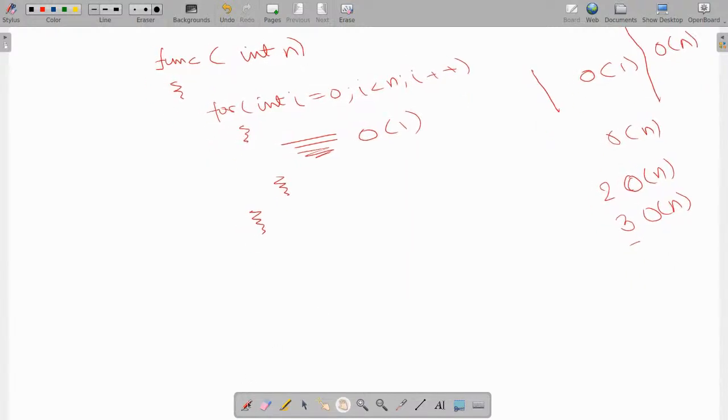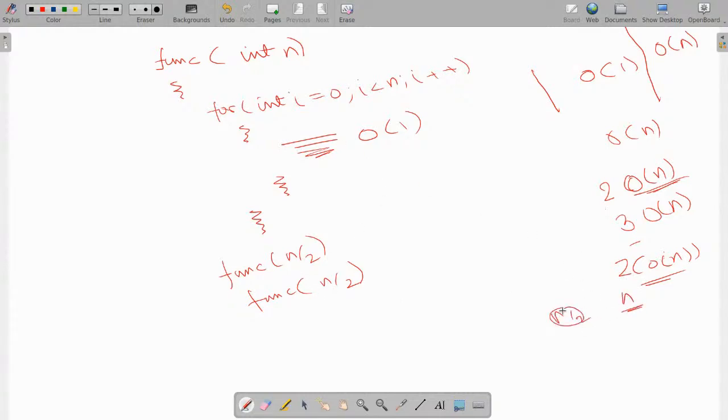Now suppose what we have here is that I'm calling this function as func of n by 2, then again func of n by 2. I'm calling this function 2 times. We already know that if I call it 2 times, for 1 time this function has a complexity of O of n, and for 2 times it will be 2 into O of n. But now, I'm not calling it on the entire space n. I'm only calling it on the space n by 2.